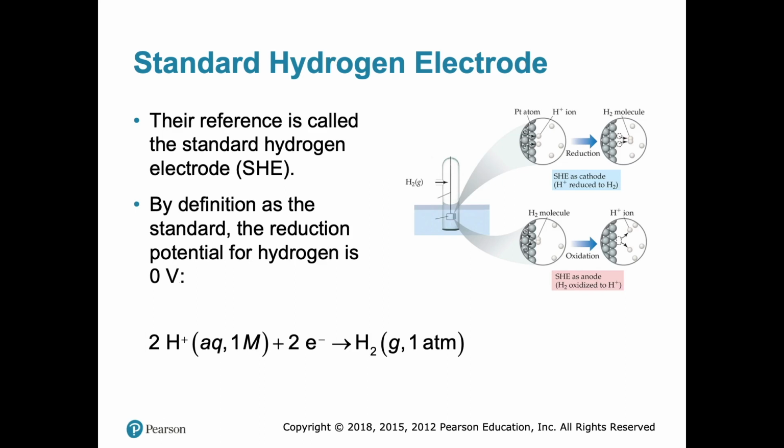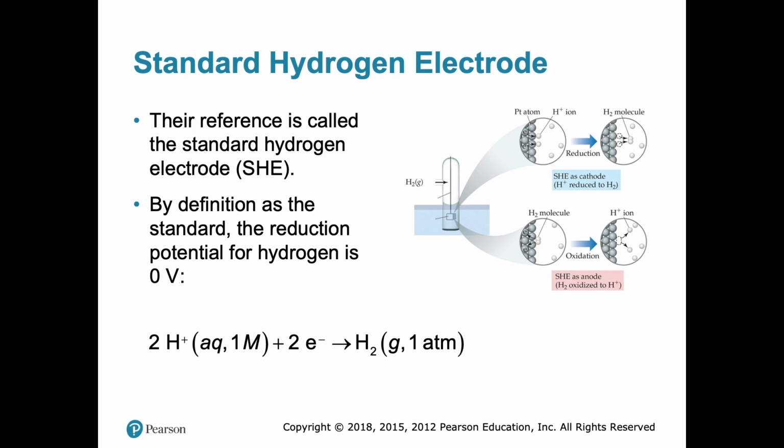So the standard hydrogen electrode, which we saw a second ago when we were talking about the zinc voltaic cell. The reference here is called the standard hydrogen electrode, also known as SHE. That reminds me of that drug that's on TV. What is it? Something HER2 negative? You know what I'm talking about? Anyway, by definition, as a standard, the reduction potential of hydrogen is 0, and of course that's at 1 molar and 1 atm.